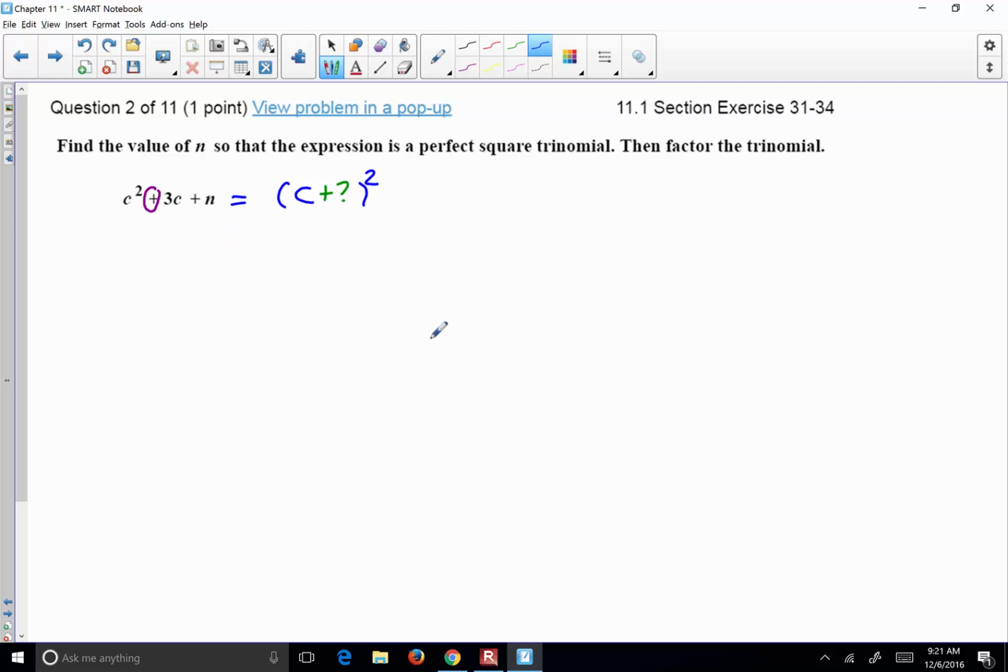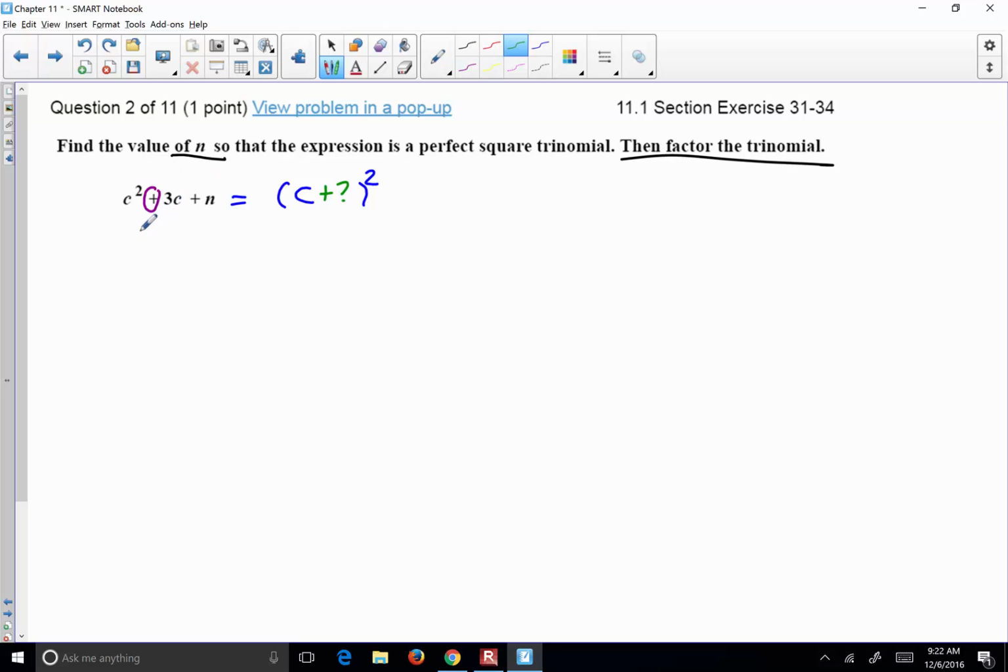Anyone? How do we compute that number? So when you square this question mark, it's going to be that number. When you FOIL this, you get positive 3c. I don't know this number, I don't know that number. We will find both. We will find n and then factor the trinomial, and we will find this green number. So you will first find n and then find out the green number. But when you are finding n, you will actually find out the green number as well.